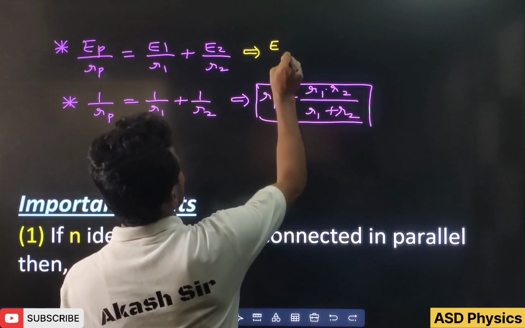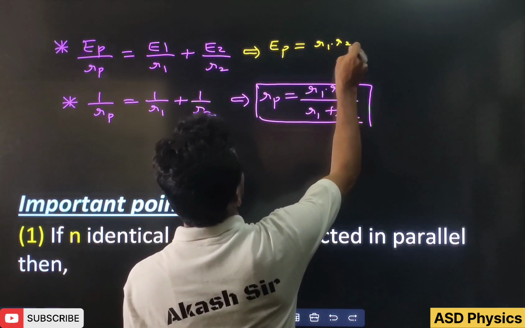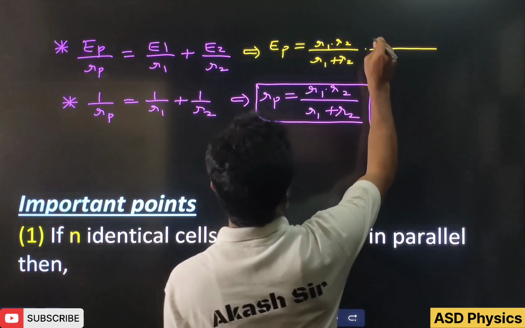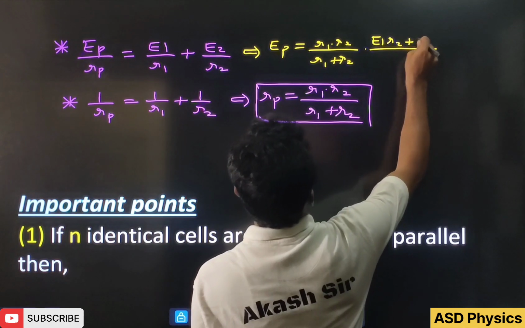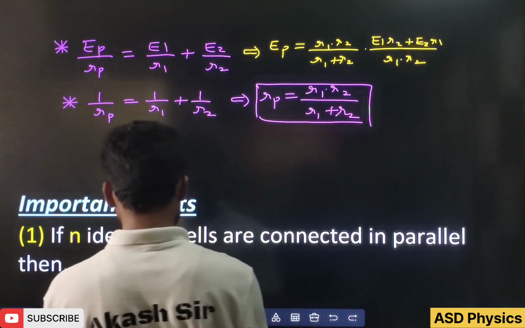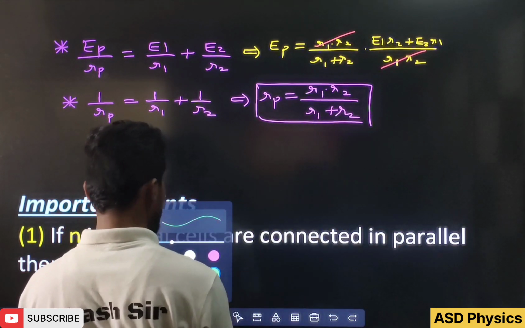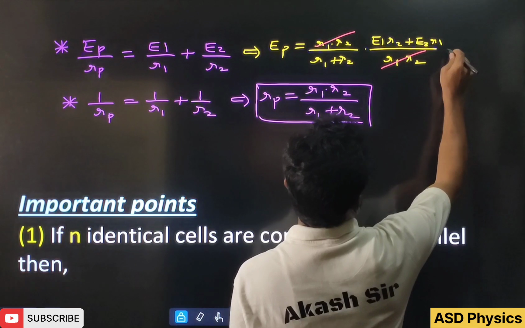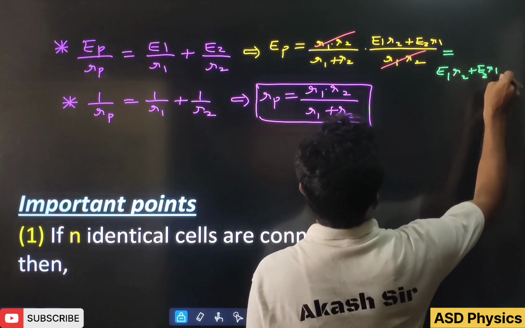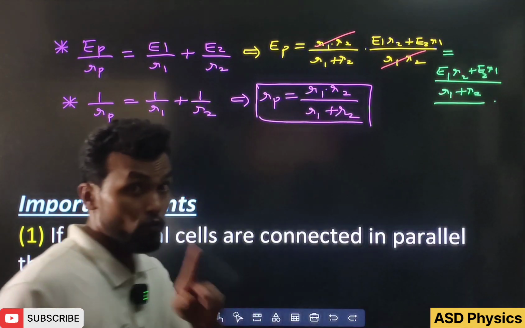After that if I simplify, this Ep is given by Rp, so Rp will go to the right side. So we can write R1 R2 by R1 plus R2 into, taking the LCM, E1 R2 plus E2 R1 by R1 R2. You can see very well that this R1 R2 will cancel out. That means this equation will form: Ep equals E1 R2 plus E2 R1 by R1 plus R2. This thing you have to remember.